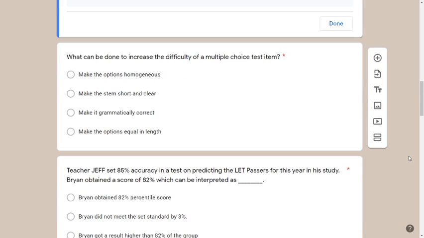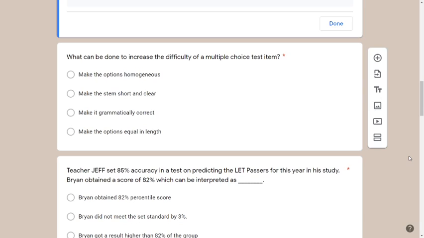Okay, for the next question, what can be done to increase the difficulty of a multiple choice test item? So this is something that we're very familiar with. A, make the options homogeneous. B, make the stem short and clear. C, make it grammatically correct. D, make the options equal in length.